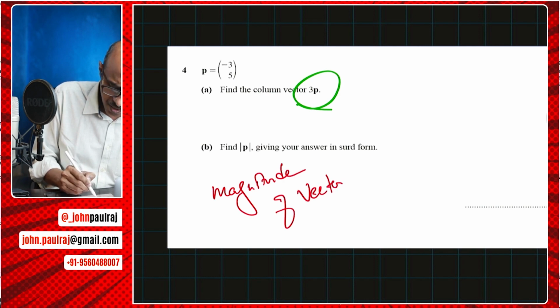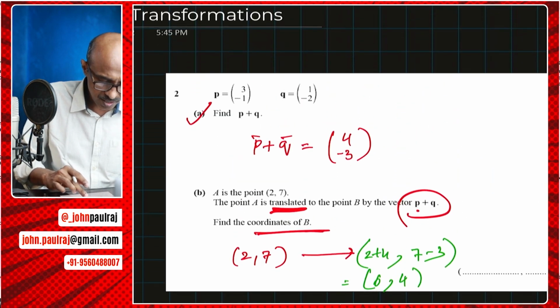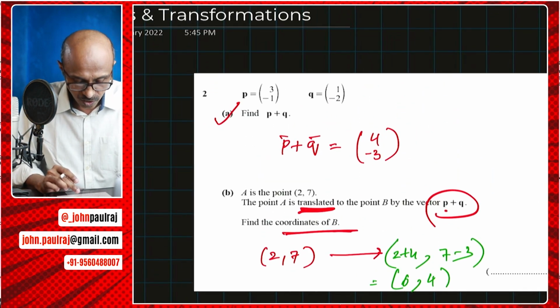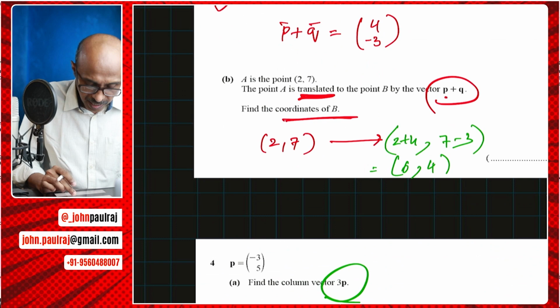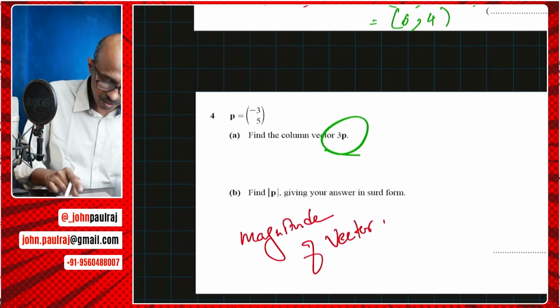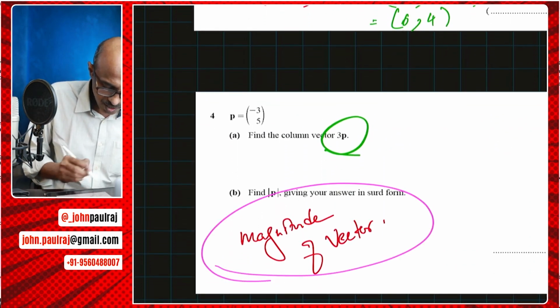So there's definitely going to be a question on vectors. And like I said, every section is represented on your paper. My bet on vectors is this magnitude. Okay, so my bet is going to be on magnitude because it always comes.